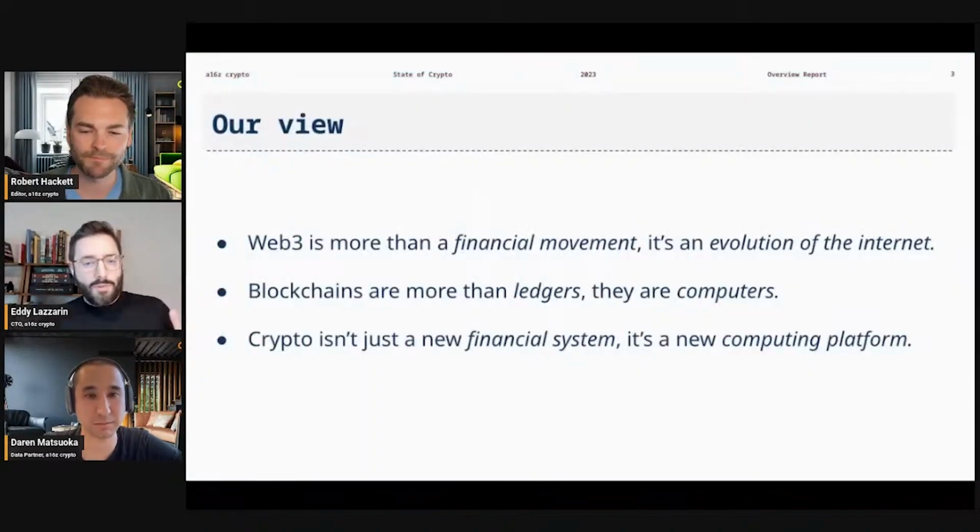Our overall view of crypto, and that's important to situate all the things that we present in the report, our overall view on crypto is that it's more than a financial movement. Crypto creates a new kind of computer, and it's an evolution of the internet. We'll say a little bit more about that. Blockchains are more than ledgers. Their full programmability means that more sophisticated and complex things can be expressed in an environment where computation can be verified. And this has some very interesting consequences.